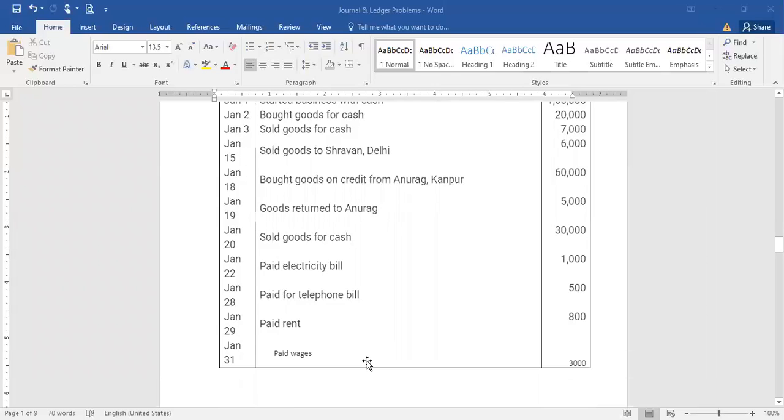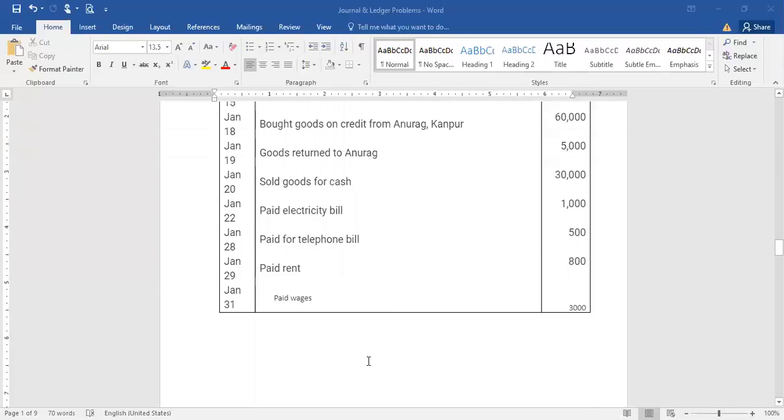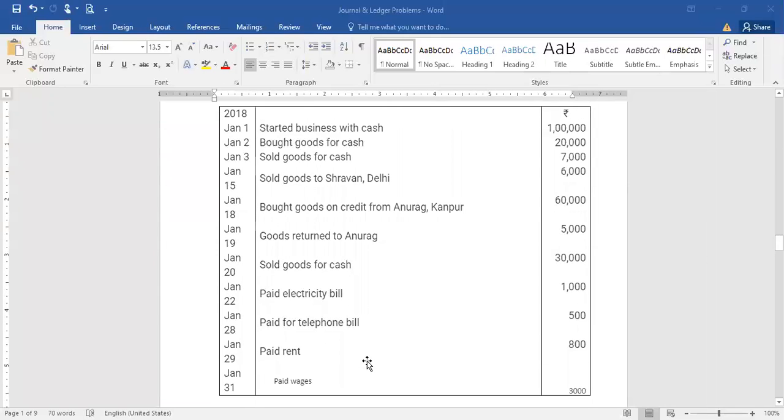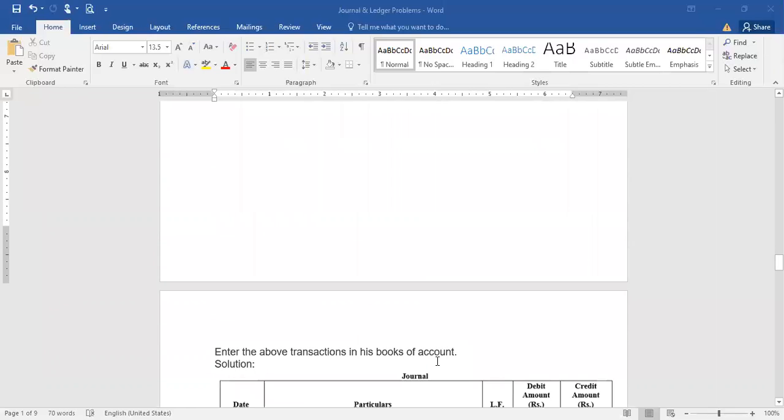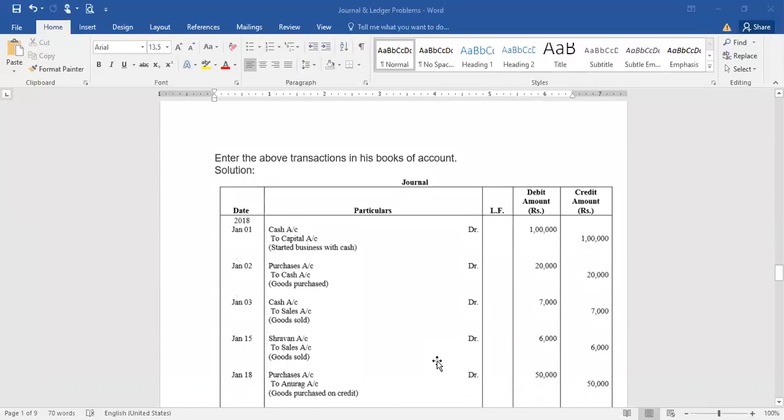Paid rent rupees 800. Again, the rent is an expenditure. So rent account debtor to cash account. Paid wages. So again, wages is an expenditure. Wages account debtor to cash account. So in this way, we will prepare the journal entries. So journal entries have been posted here.